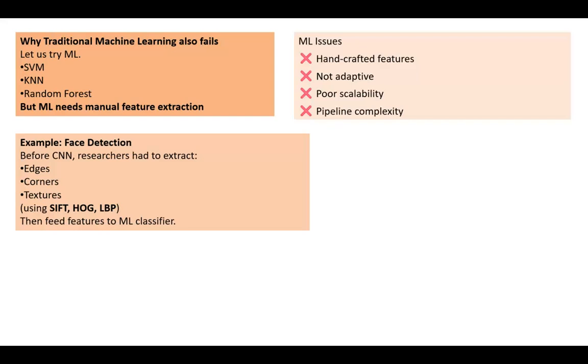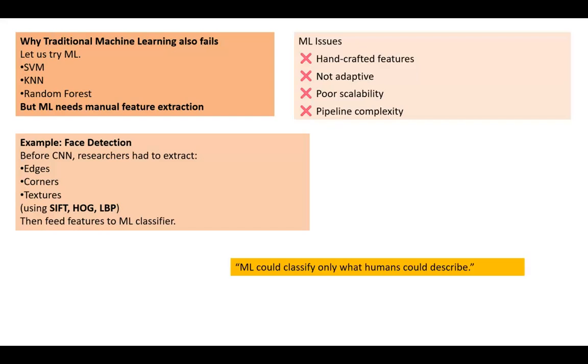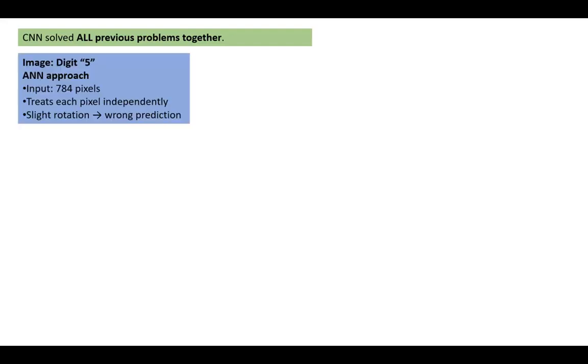Again, machine learning models have a lot of issues. Features are handcrafted, they are not adaptive, they are not scalable, and the total pipeline of the machine learning model itself is very complex. So machine learning could classify only what humans could describe. And that is where CNN came in, which solved all these problems together.